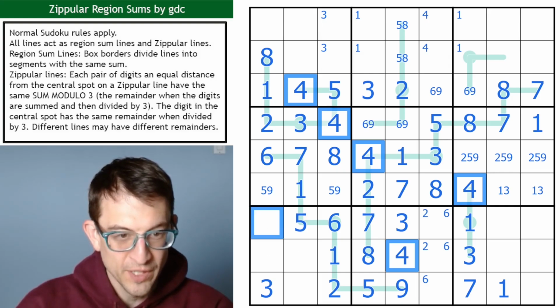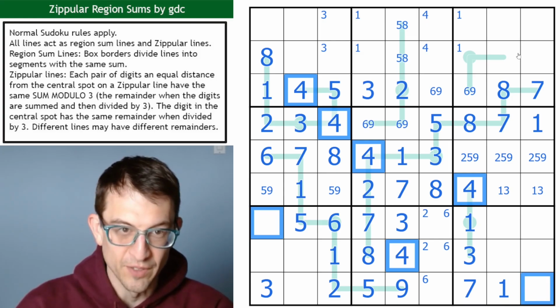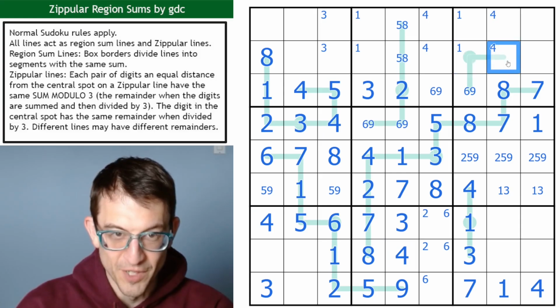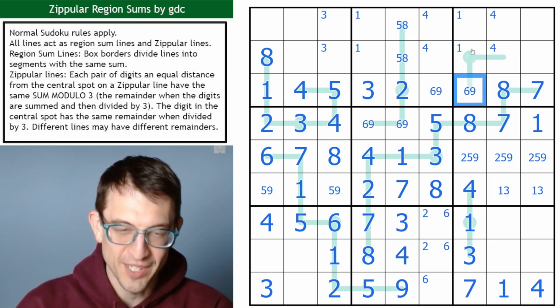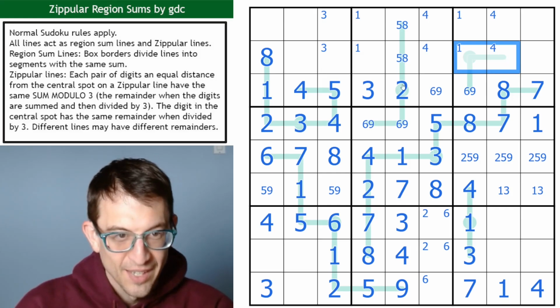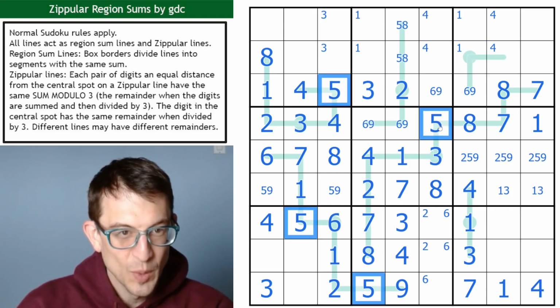No, I get a 4 here, which puts a 4 here. There we go. So those are 4, and I get a 4 of X wings left. 1, 4. It's either 1, 4 here, finishing that, or this is 1, 4, and this becomes something else. What's next? 5s.